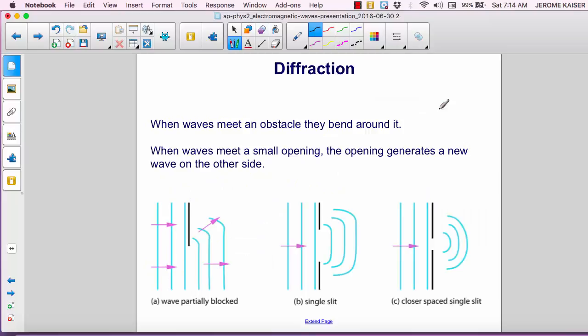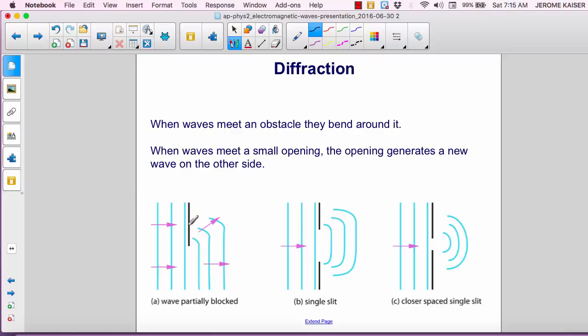Let's look at diffraction in a little bit more graphic detail, a little easier to see. When waves meet an obstacle, they bend around it. The waves meet a small opening. The opening generates a new wave on the other side. Here we have three diagrams.